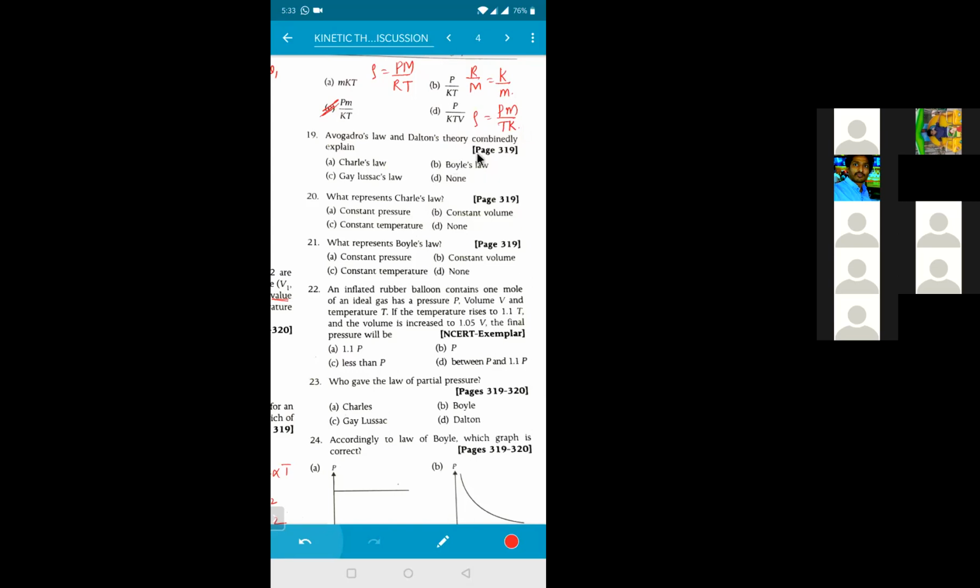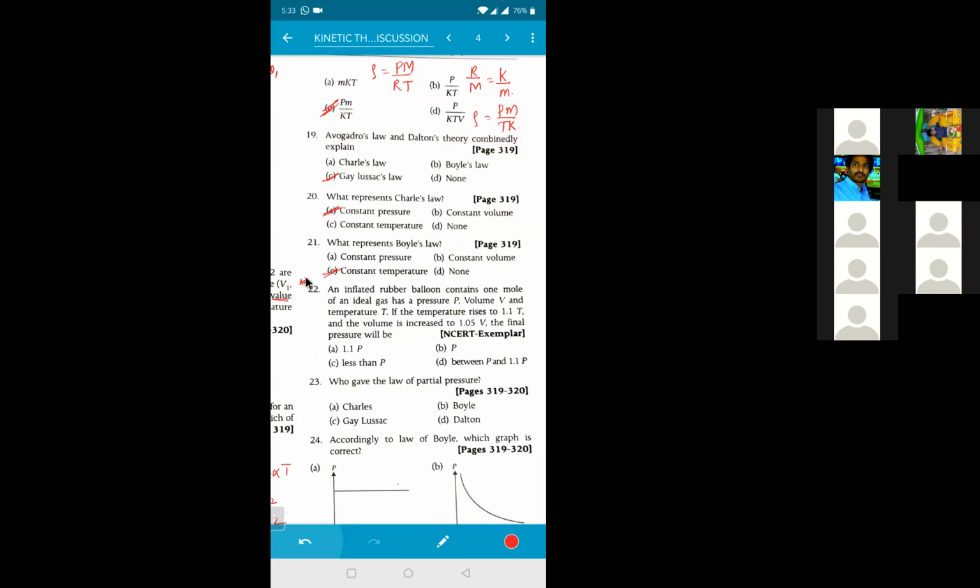Avogadro's law and Dalton's theory combined explain which one? Avogadro's law and Dalton's law combined explain the Gay-Lussac law, not Charles' law. Avogadro's law is also there, right? Chalo. What represents Charles' law? Constant pressure, constant volume, constant temperature. So it should be constant pressure. What represents Boyle's law? Obviously temperature constant. So the answer is constant temperature.